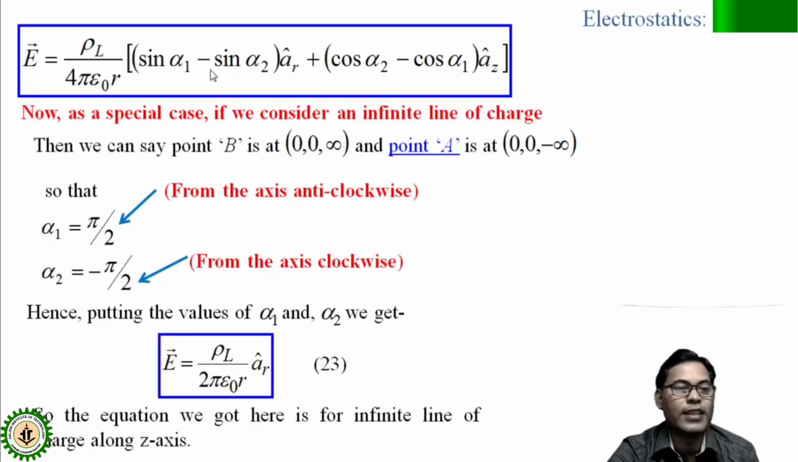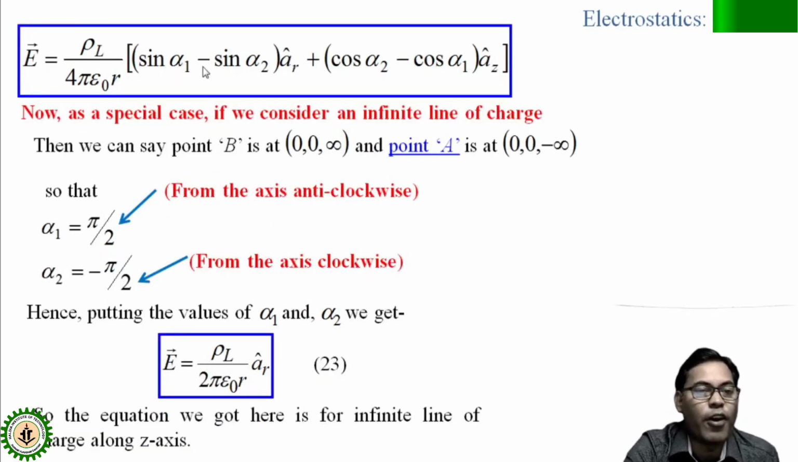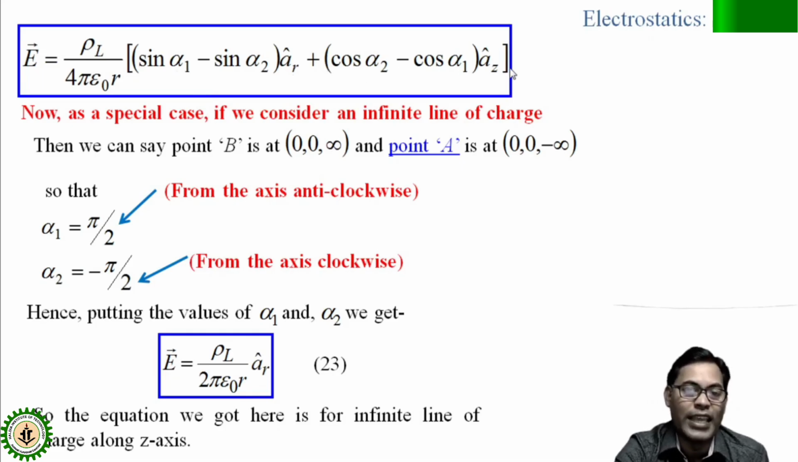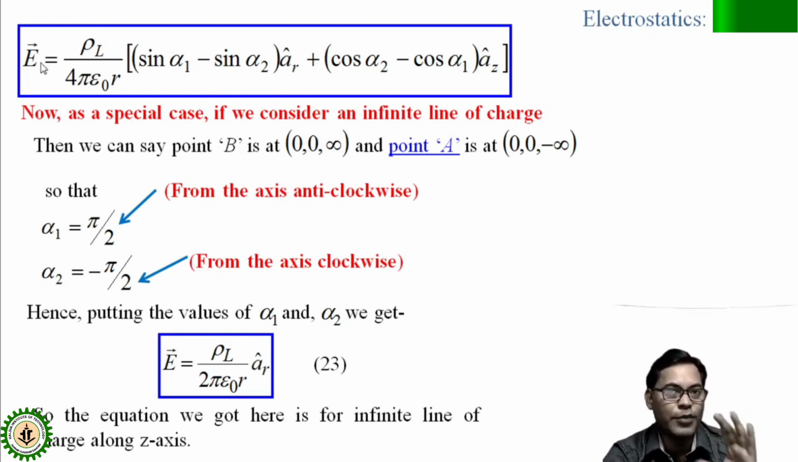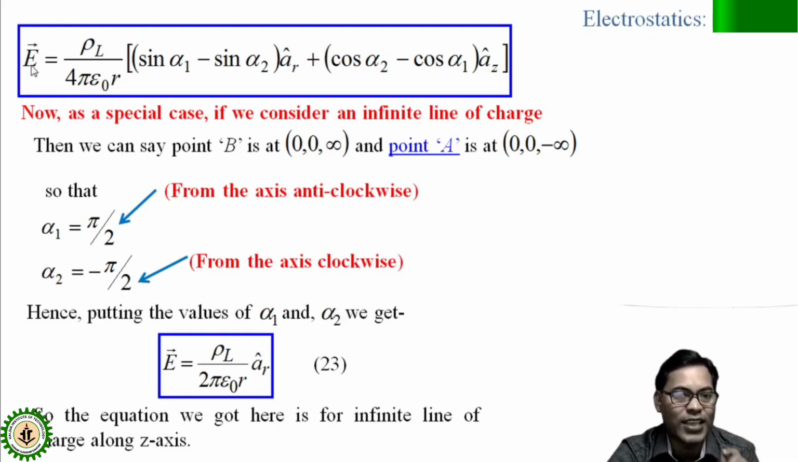So here we will get this expression, that is (sin alpha 1 minus sin alpha 2) AR plus (cos alpha 2 minus cos alpha 1) AZ. Now this is the expression of the electric field E for this limited line charge at the point whose coordinate is x, y, z.